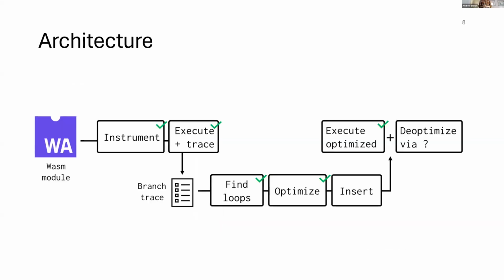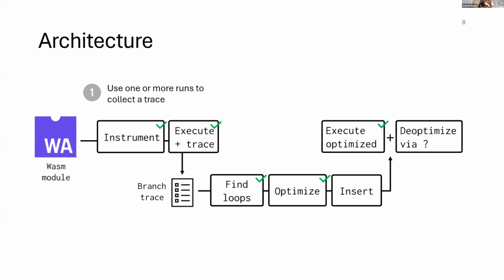So I've given you a rough idea of what meta tracing is. Let me talk about how our system will attempt to implement meta tracing for interpreters compiled to WebAssembly. After I describe this, I'll talk in more detail about several of these blocks, such as finding loops and de-optimization. Each block here represents a separate tool that may or may not be useful elsewhere. The green check marks mean that we have some kind of working prototype.